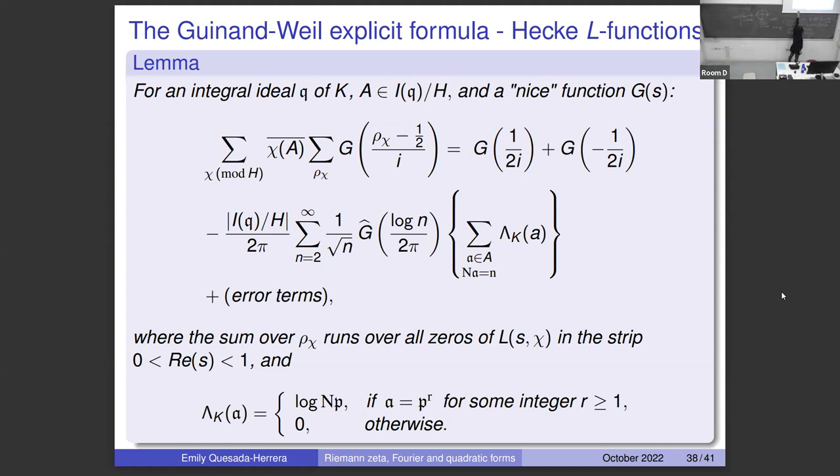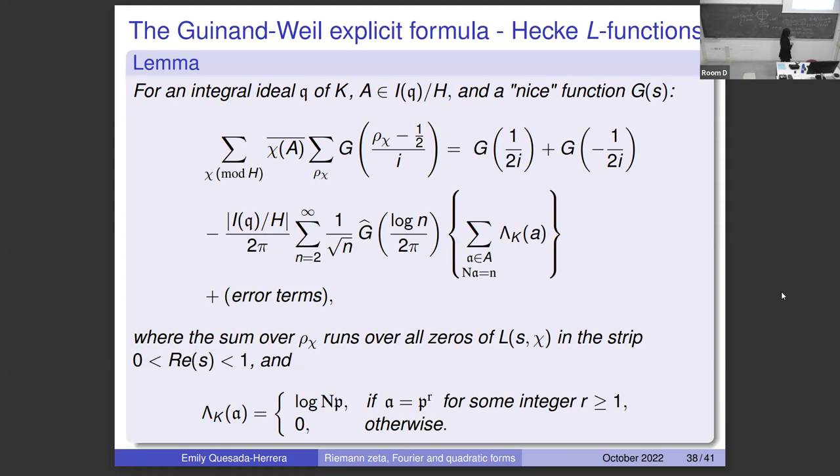So it allows us to identify prime ideals. This formula connects zeros of an L function with prime ideals of a quadratic number field, and with an arbitrary function and a Fourier transform. So it connects everything that we are interested in.